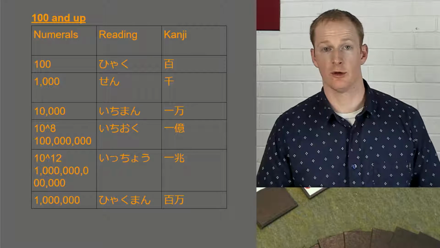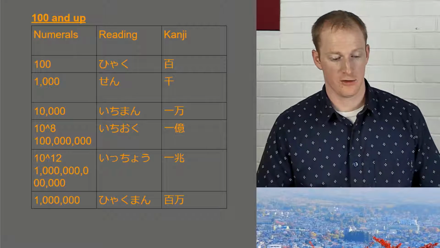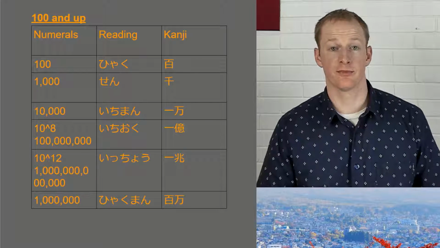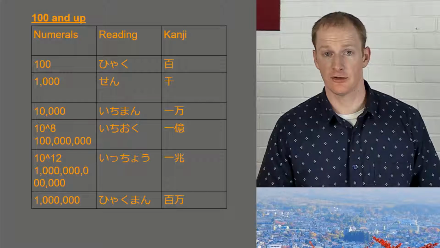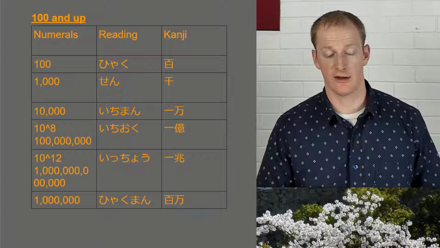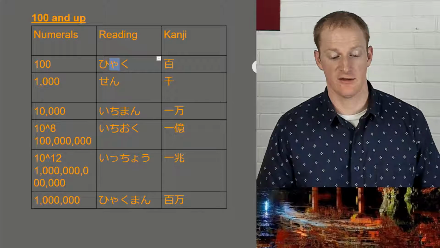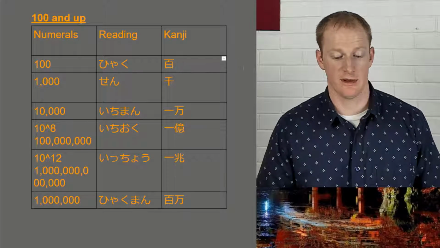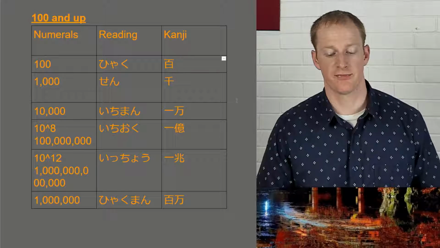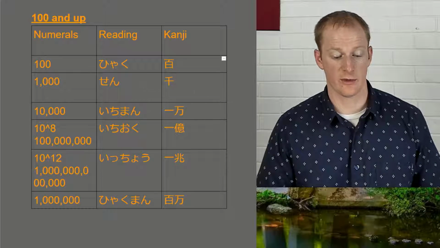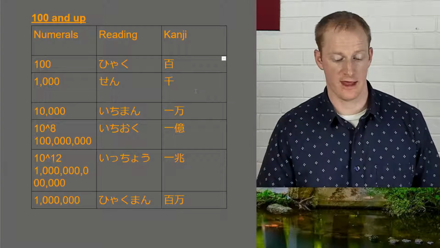Once we get to 100, we have to learn some additional words, but it's still following the same pattern. We just have to incorporate these extra words. So we have hyaku for 100. Now this might be a bit of a strange sound for you. To be honest, there's not many sounds like this in Japanese, which have this hi followed by a small ya. But anyway, it's hyaku for 100. And then we've got sen for 1000.